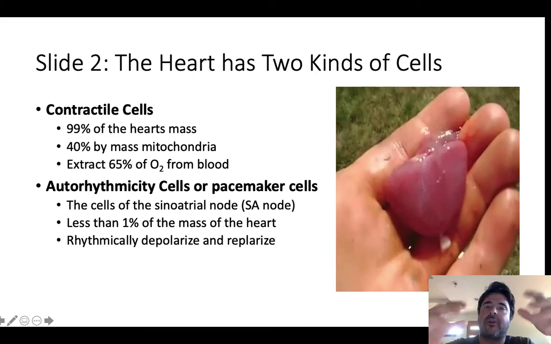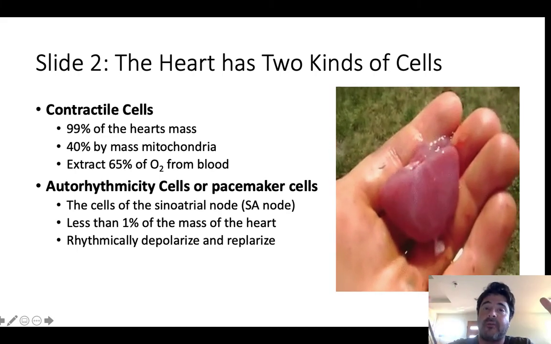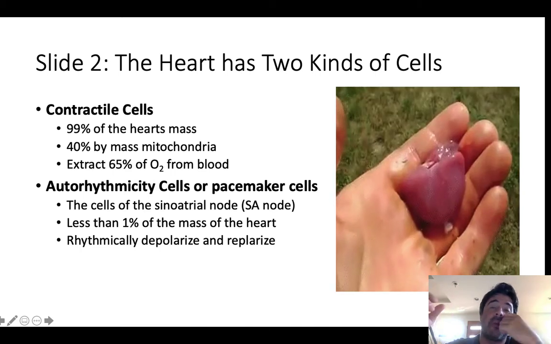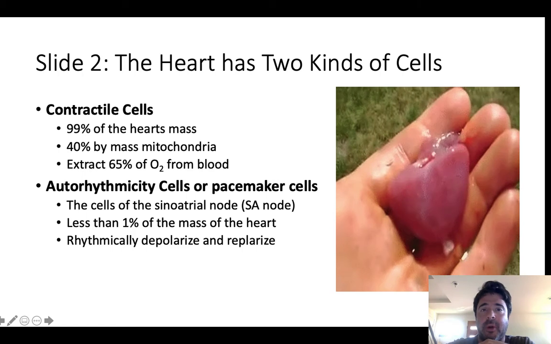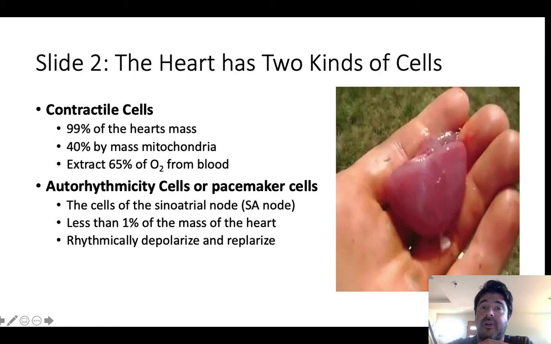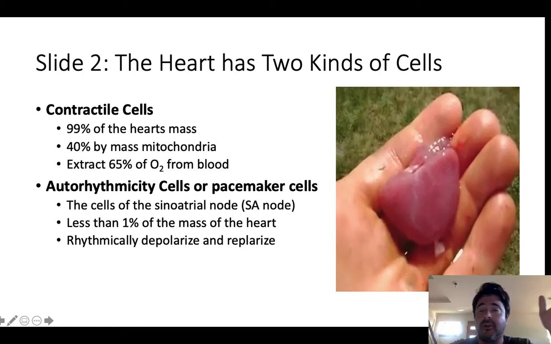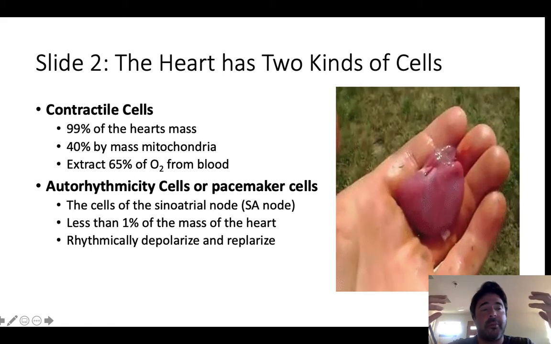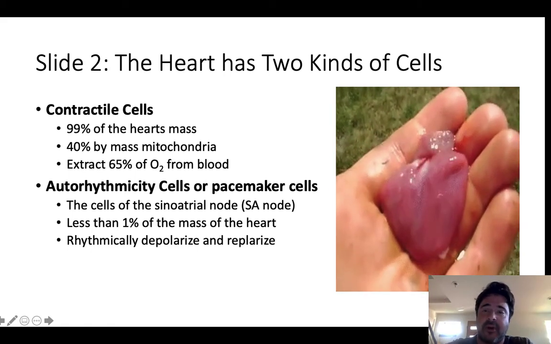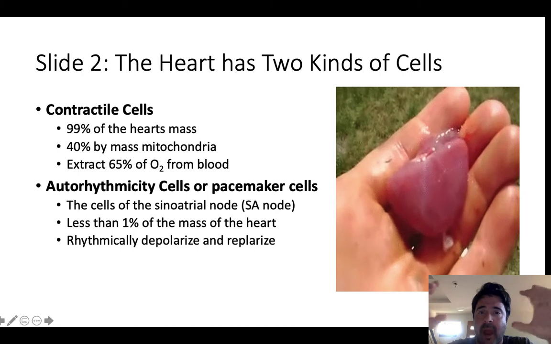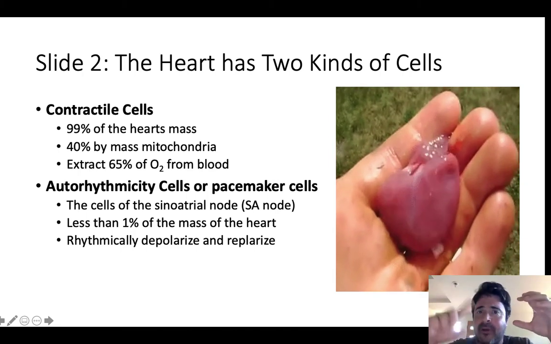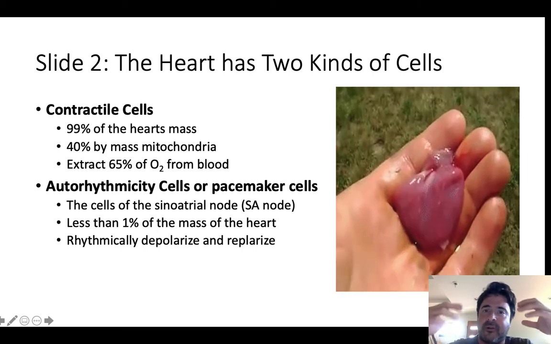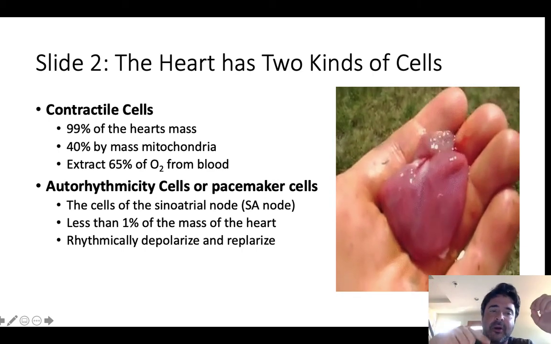So what is the heart physically comprised of or composed of? Well, there are two types of cells that make up the heart. The first type of cell you're probably most familiar with from the histology, and those are contractile cardiac muscle cells. Contractile cardiac muscle cells compose about 99% of the mass of the heart. Each muscle cell by mass is about 40% mitochondria, meaning that they require tons of ATP, because mitochondria are responsible for producing ATP, or energy.